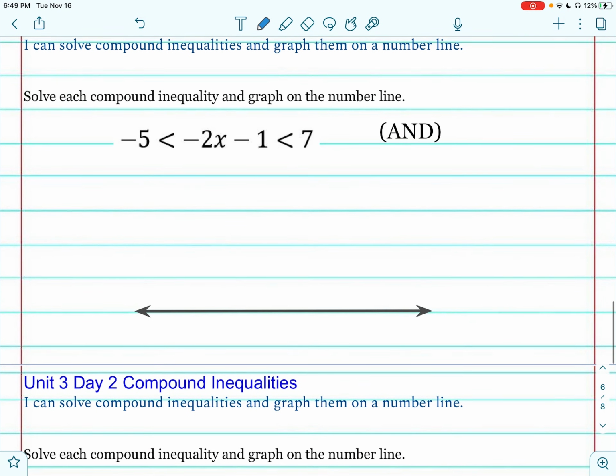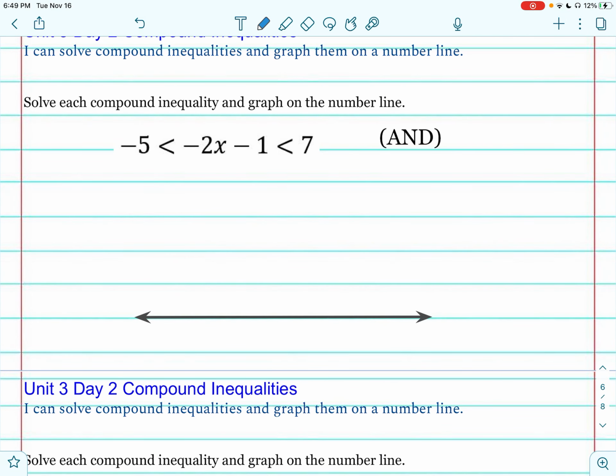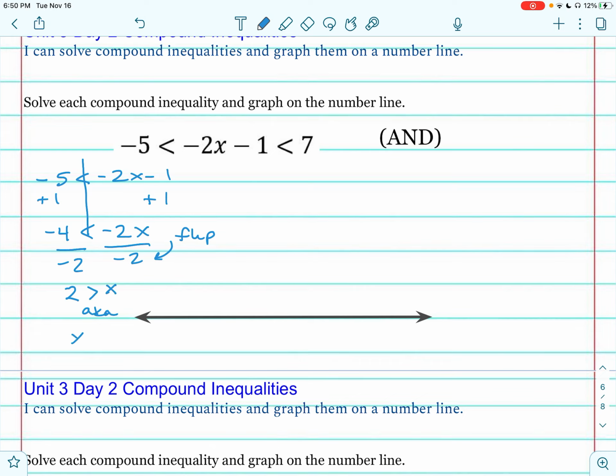All right, so when you see them looking like this, it is an and statement, and we practiced solving these on yesterday's homework. So we wrote them out twice. Okay, drew a line. I'm dividing by a negative number. That means I'm going to flip. So I want 2 greater. And I'm going to rewrite this so x is on the other side, x greater than 2.